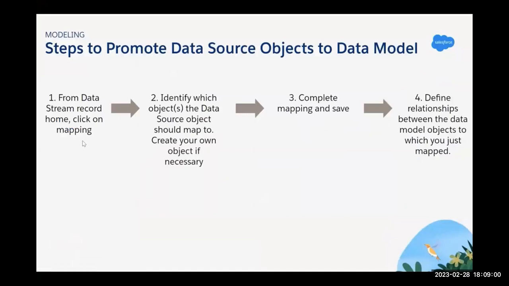So there are steps to promote data source objects to the data model. From the data stream record, you can click on mapping. Once you've done it, you'll go to the data lake objects. Once the data lake objects are done, it automatically comes to the data model. I'm going to showcase how it looks in a step-by-step process. Once you define the relationships between the data model objects you just mapped, you can leverage the data model object as the final thing for all your needs, right?